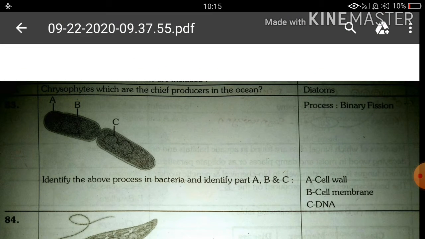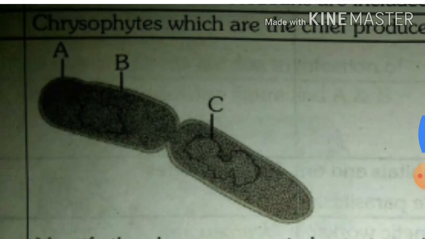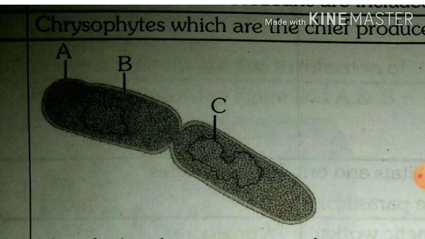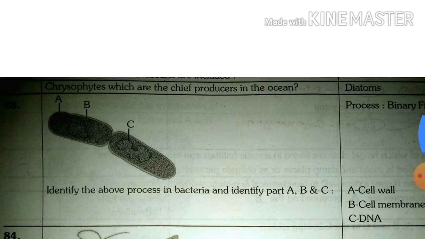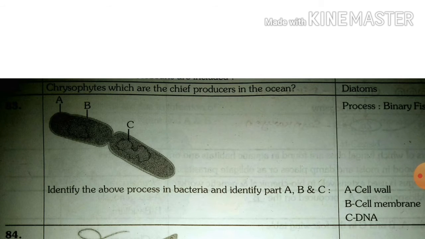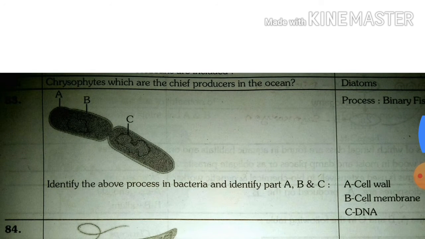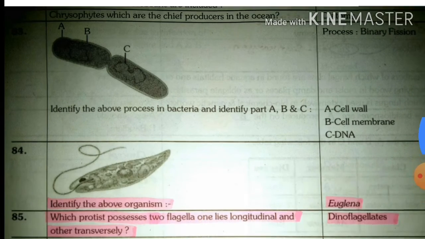A is cell wall. Under the cell wall, you can see here, it is the cell membrane, and the C is their genetic material. That is DNA. And the process of division is binary fission. Okay. Next, we are moving.